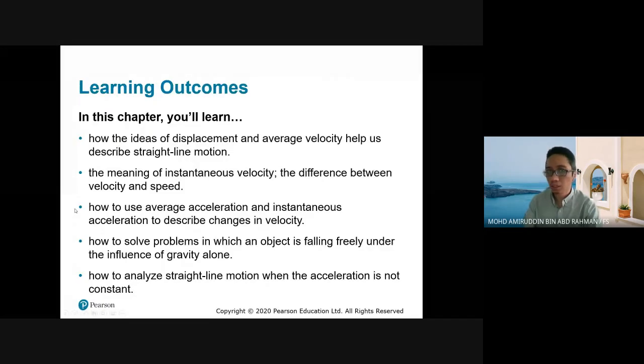So basically, in this chapter, you will learn about displacement, average velocity, and then what is instantaneous velocity, and then about average acceleration, and then about free fall objects, and lastly about how to analyze straight line motion when acceleration is not constant.